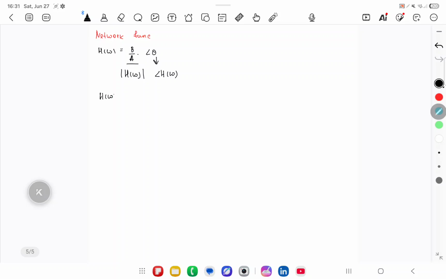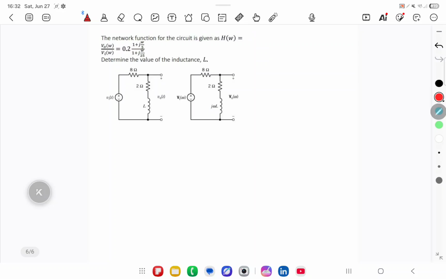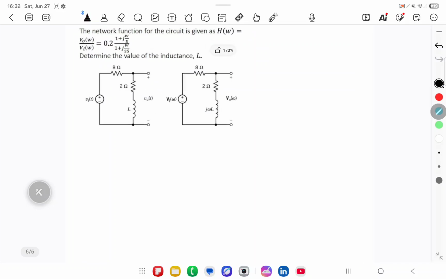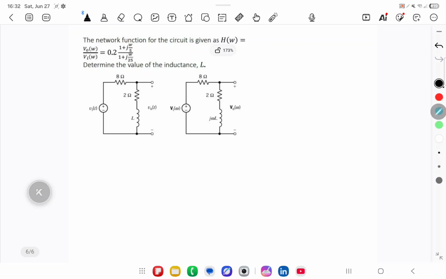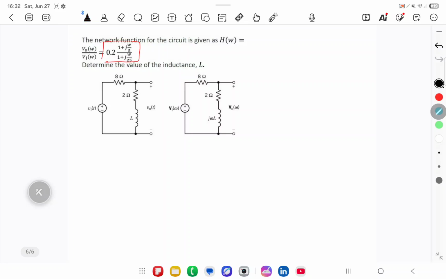You usually encounter in some exercises and problems the following representation. Usually they will provide you with something like this, where Z is a zero and P is a pole. So let's try solving an example. We see that our network function is given using this formula, and we're asked to find inductance L.